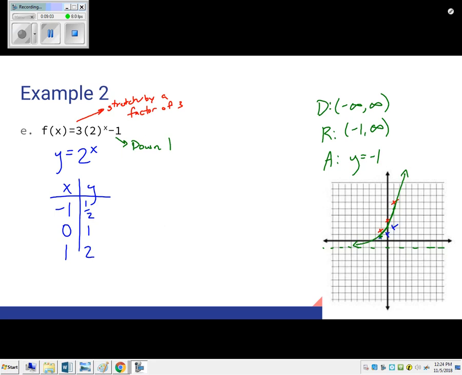I almost messed up on this one and did not move my asymptote down 1. But I stretched it by a factor of 3 with the red x's, and then moved it down 1 by the green line being my final answer.